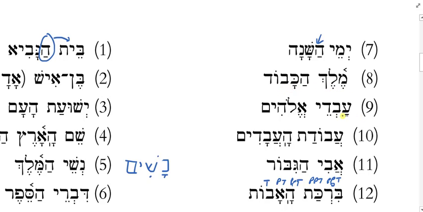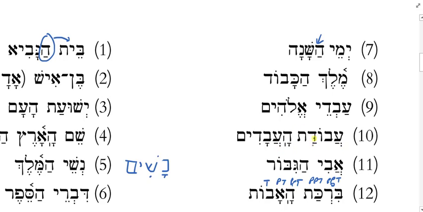All right. Avdei Elohim. What is Avdei, the masculine plural construct, for? Yeah, it's Eved, but is it singular or plural? This is plural. So it's Avadim, right? Avadim then becomes Avdei. So translate the servants of God. Good. Avodat ha-avadim. This is from avodah. Good.